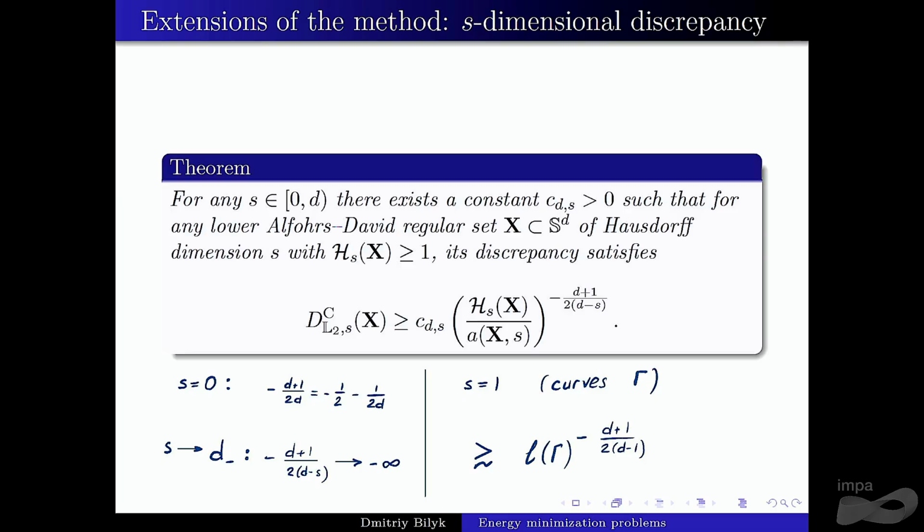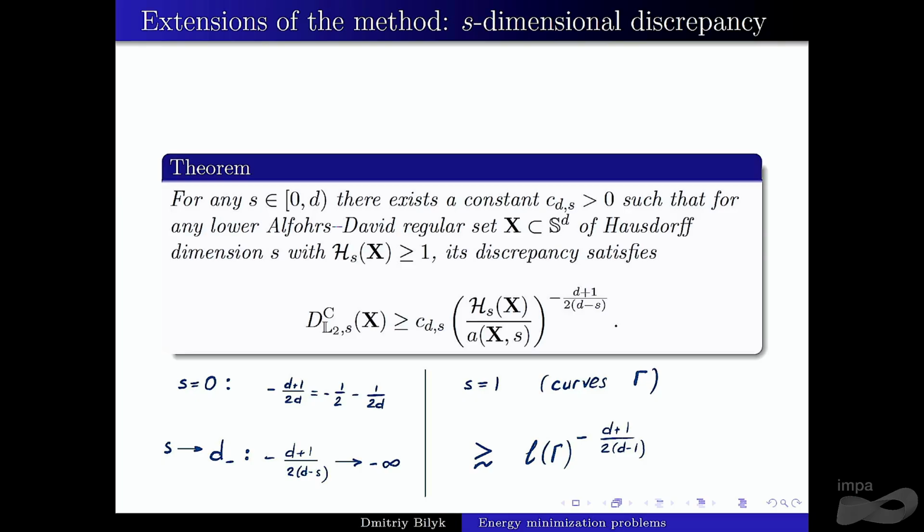One part of this belief comes from examining the endpoint cases. First of all, for S equal to 0, it gives you the same as what we already know for endpoints. As S goes to d, this becomes minus infinity, which makes sense, because if you want to approximate the uniform measure by d-dimensional sets, you can just take the uniform measure. So there is no lower bound that you expect.